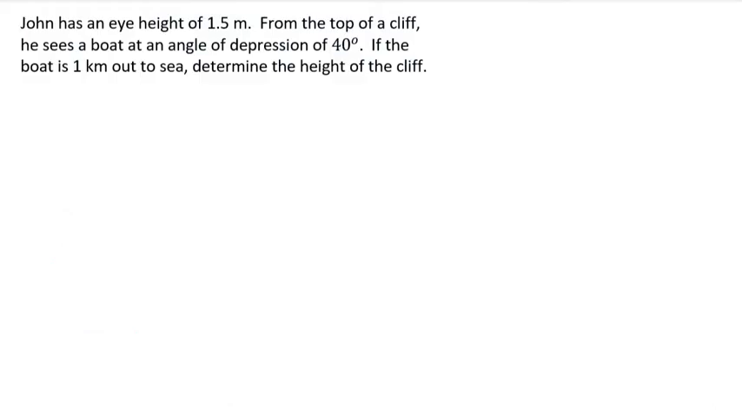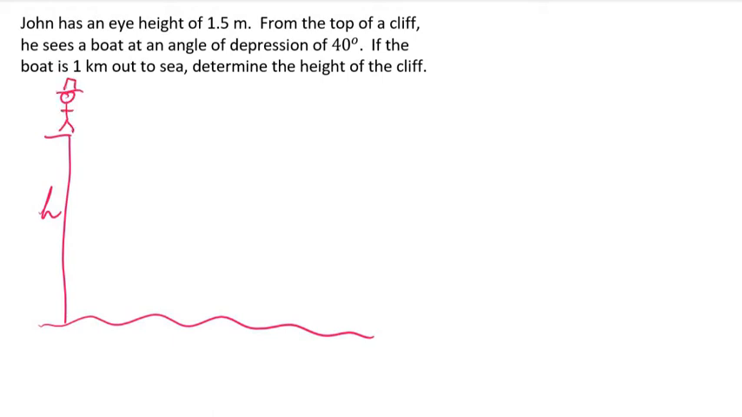Here's the next example. John has an eye height of 1.5 meters. From the top of a cliff, he sees a boat at an angle of depression of 40 degrees. If the boat is 1 kilometer out to sea, determine the height of the cliff. So, with all of these worded problems, we want to start with a diagram. So we have a cliff whose height we do not know, and we have John standing on top of the cliff with an eye height of 1.5 meters. That h is referring only to the height of the cliff.